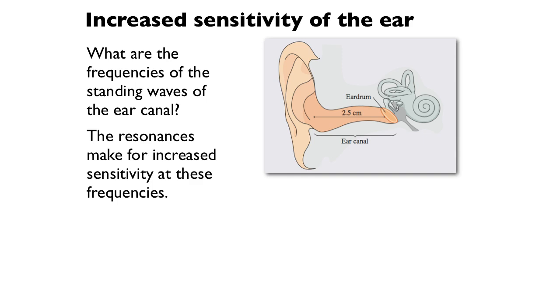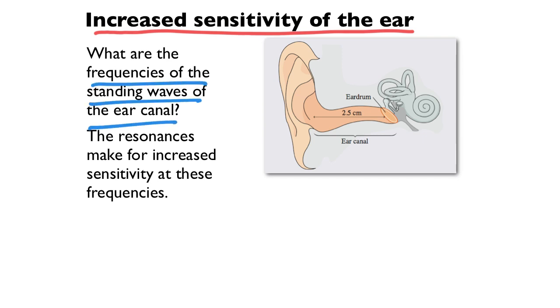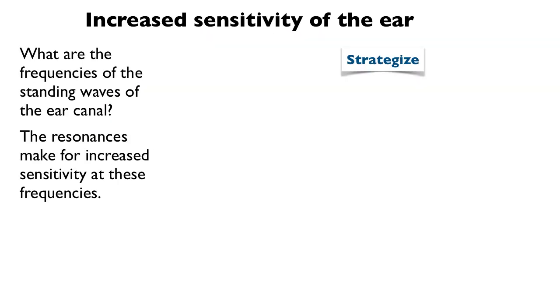So let's look at an example. It turns out your ear has high sensitivity at certain frequencies, and some of that is determined by the fact that your ear canal is a tube. It's going to have certain resonances associated with it. There will be certain standing waves that can exist inside your ear canal. So we want to know what are the frequencies of the standing waves in your ear canal. And at those frequencies, you're going to get an enhanced amplitude of oscillation, and so you will have enhanced sensitivity. What will that be?